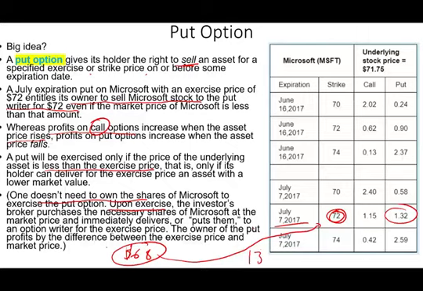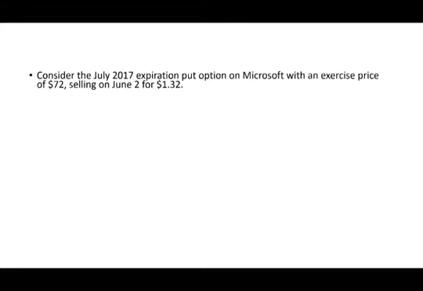But remember, you paid $132 in premium. So you will make $400 profit, the difference between 68 and 72, $4 times 100. Then you have a premium of 132. So let's take a look at another exercise. Consider the July 7th expiration put option with an exercise price of 72, selling on June 2nd for $32.